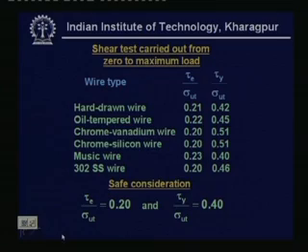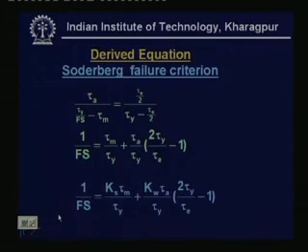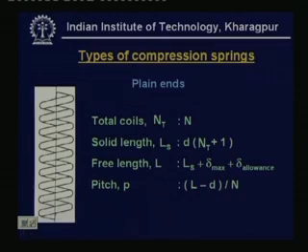So, we have gone through this one. Well, next come the types of compression springs that are normally used. We know that two types of springs are normally in use: one is a compression spring, one is an extension spring.